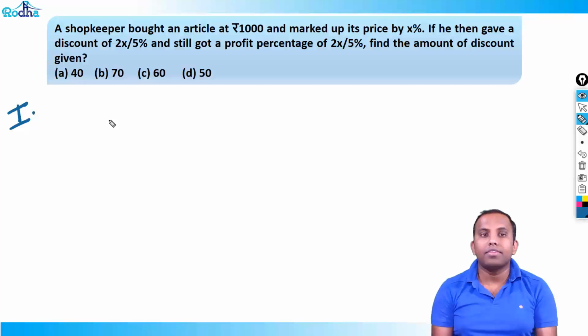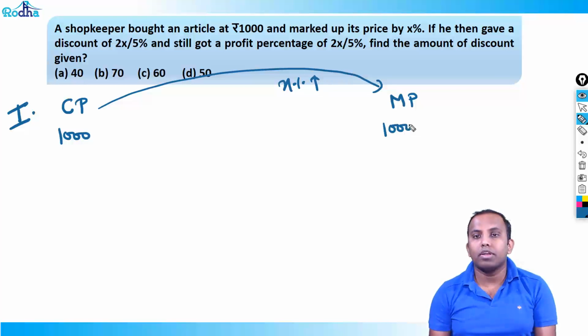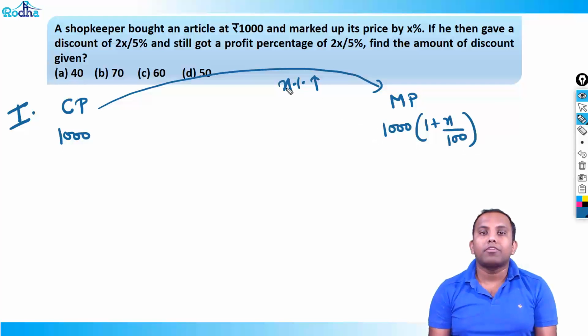The cost price of the article is 1,000 rupees. It is marked x% above the cost price. What is the marked price now? 1,000 into 1 plus x by 100. For an x% increase, what is the multiplying factor? 1 plus the fraction value. What is the fraction value for x%? x by 100. So the multiplying factor is 1 plus x by 100.